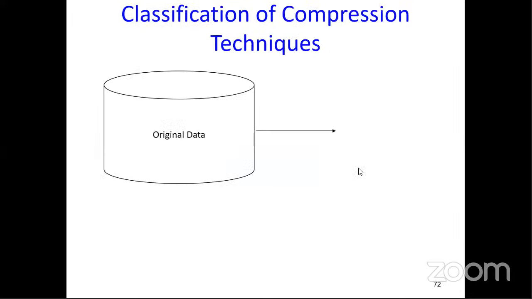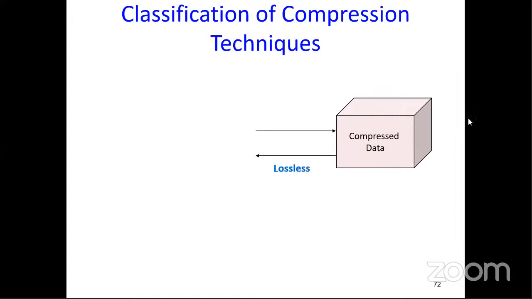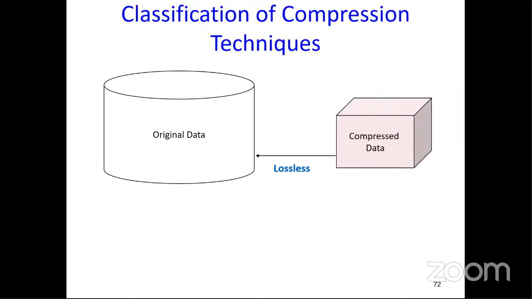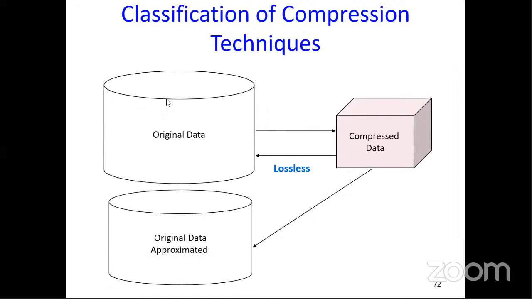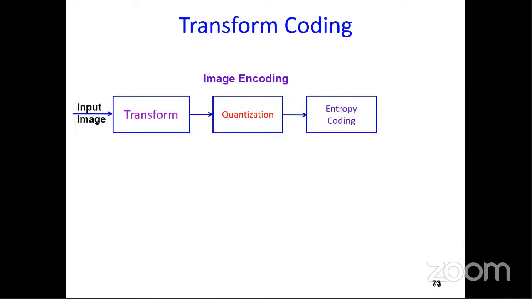So this is the idea behind compression. From the original data, you get the compressed data. From the compressed data, if you can get back to your original data, then it is called lossless compression. If from the compressed data you are not able to get back to your original data, then it becomes lossy compression. For all biomedical applications, mostly lossless compression is preferable.